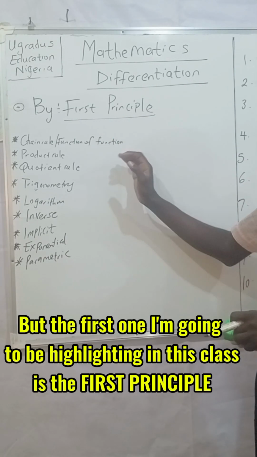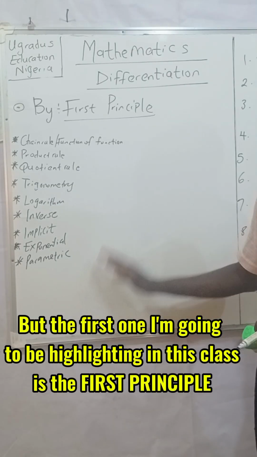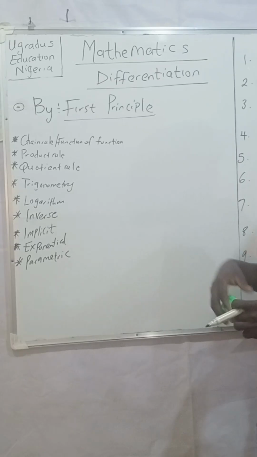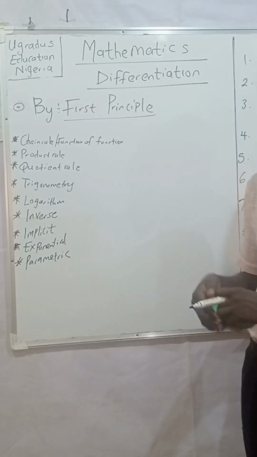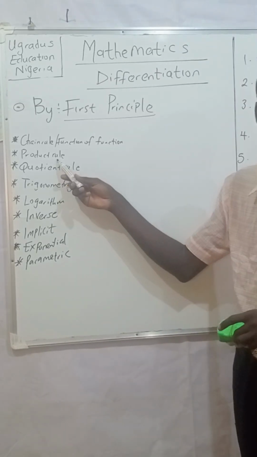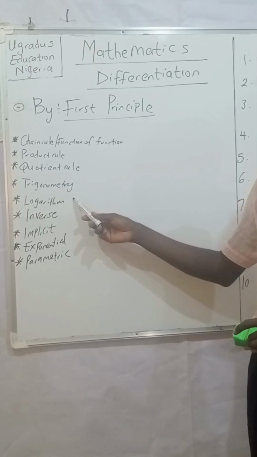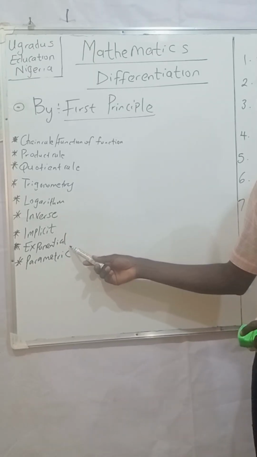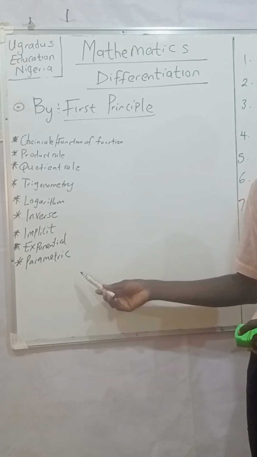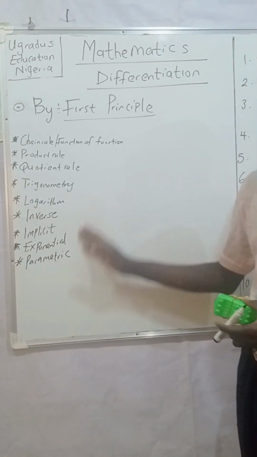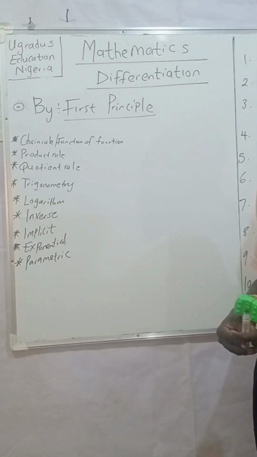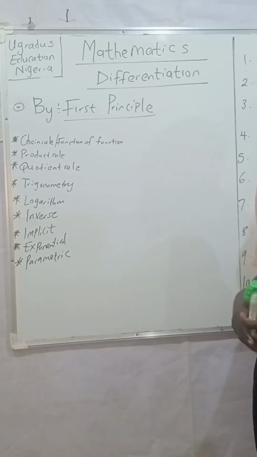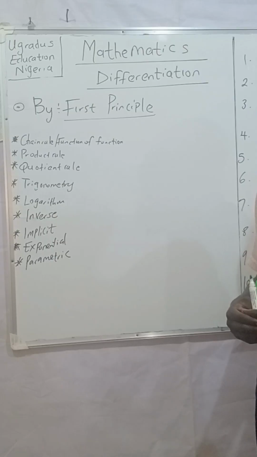If you notice, I wrote some other principles under it, but they are tiny because I'm not going to focus on them in this video. You will see that I have chain rule or function of function, product rule, quotient rule, trigonometry, logarithm, inverse, implicit, exponential, and parametric. These are the other things we are going to explore as we continue in this class. But for today's class, I'm going to be focusing majorly on the first principle of differentiation.